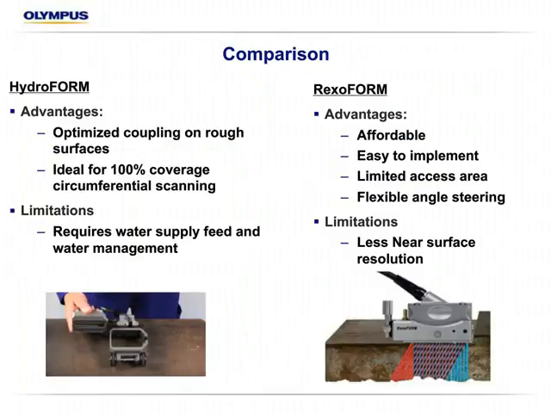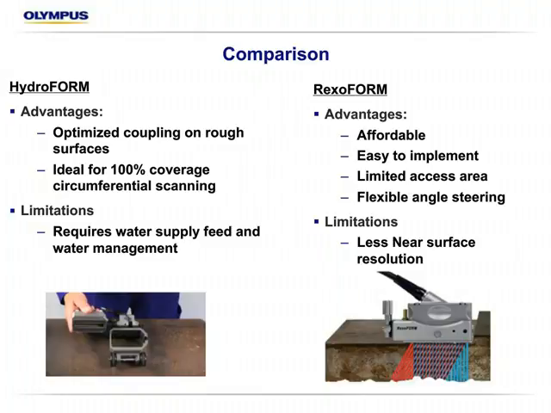So, just a comparison between the HydroFORM and RexoFORM before we go on, because it's really water versus a hard wedge. HydroFORM offers optimized coupling on rough surfaces because we use water, and it's really ideal for 100% coverage circumferential scanning. If you have a lot of scanning to do around pipes, this coupled with an automatic or semi-automatic scanner is a very reliable solution, but it does require water management. We feed water into this chamber, and that water does come out onto the part, obviously to wet it for the ultrasonics, and some of that's going to leak and go somewhere. So you do have to have a water management system. It's not an excessive amount of water, but it needs to be managed.